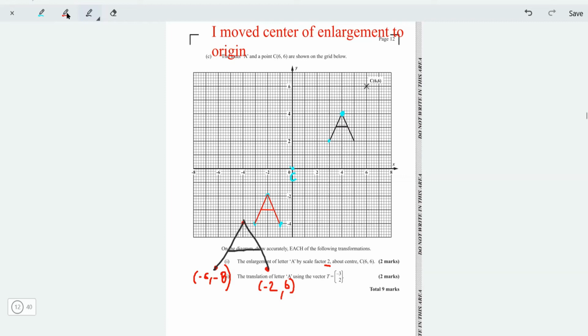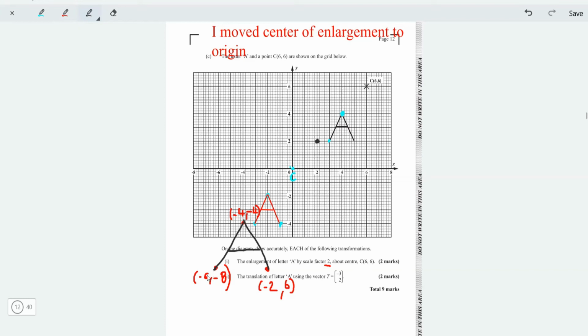So to bring it back to the center being 6, 6, we're going to add 6 to each point. So this point right here, which is -4, -4, you're going to add 6, 6 to it. 6 plus -4 is 2, and 6 plus -4 is 2. So the new point is going to be 2, 2, that's going to be 1.